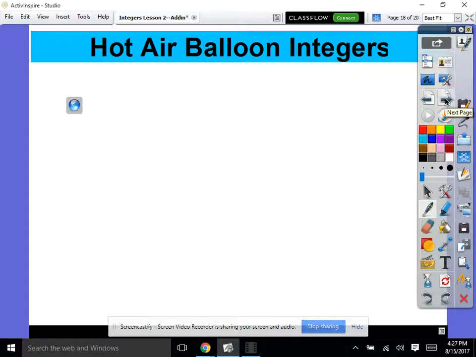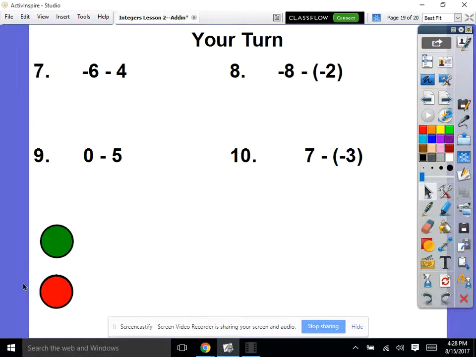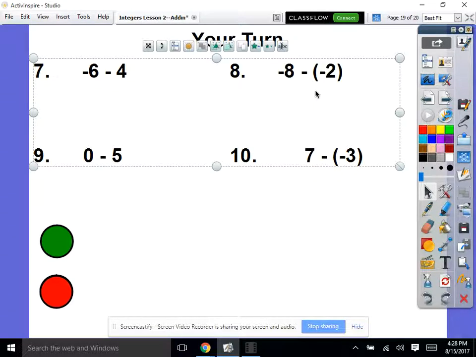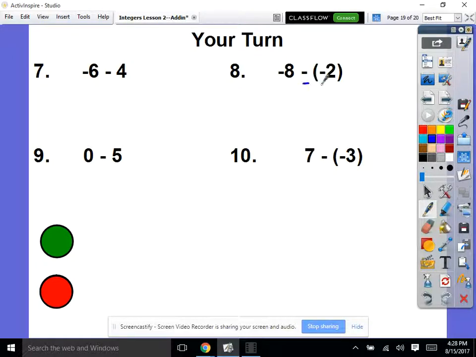Hot air balloon integers we will look at together in class, and maybe it will help you to understand a little bit better. Let's see if I can grab this and drag it over. And then there are the your turns. You can choose whether to draw pictures or not on those. Just remember, if you have two signs together, you need to make it into one sign. And we'll look at those answers tomorrow.